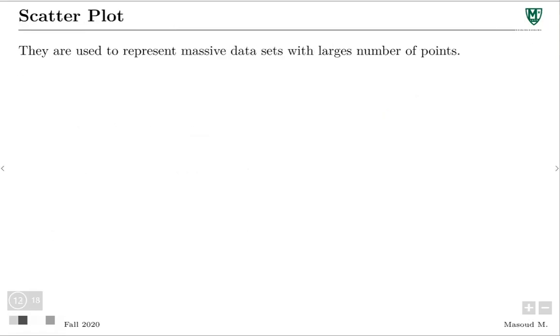Next type of plot is a scatter plot. They're used to represent a lot of data. When you have a lot of data points, I would say tens of thousands of data points for two variables like X and Y, or parameter 1 and parameter 2 in your data set, you use a scatter plot. You just throw them there. It's more like a dot plot, but now you have a lot of data.